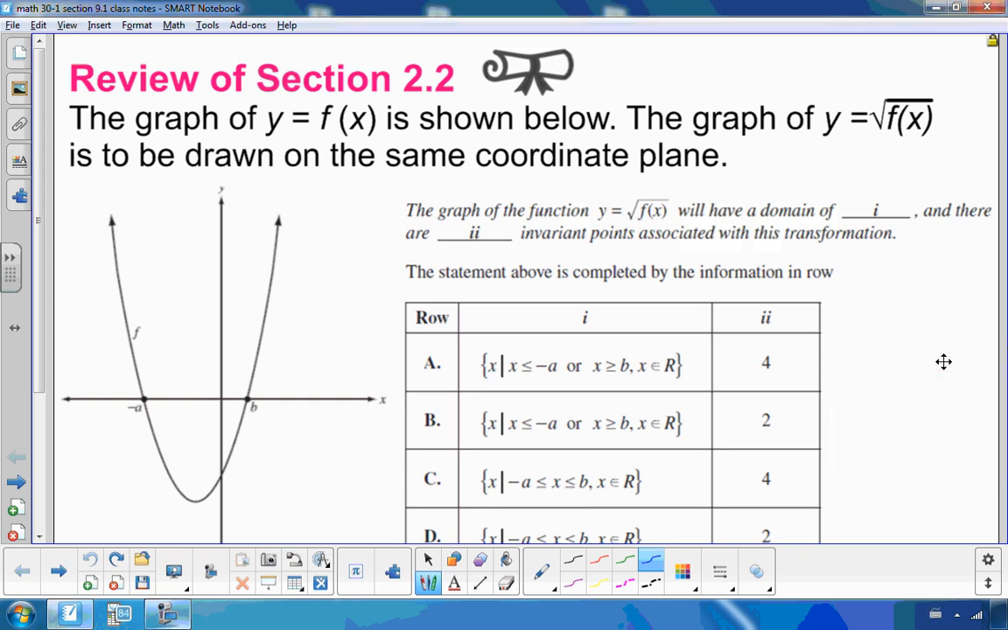Hello, Matthews. Gatos here. We're going to do section 9.1 today, but before we do that, we're going to review section 2.2, and I have two diploma examples to do that.